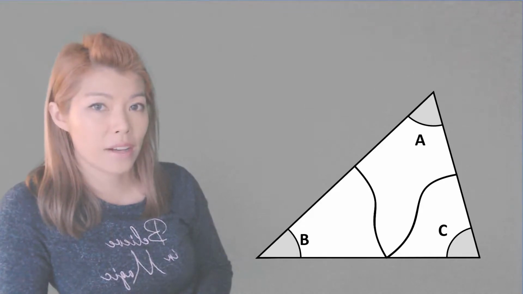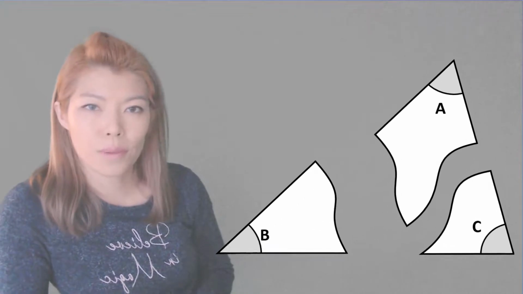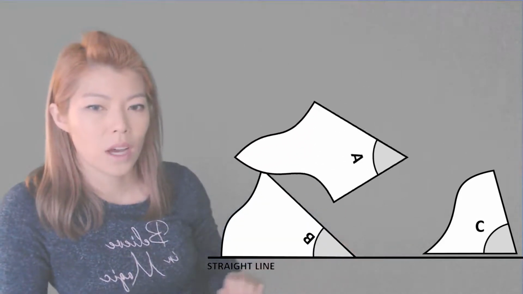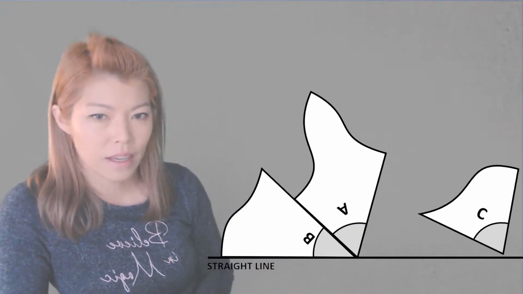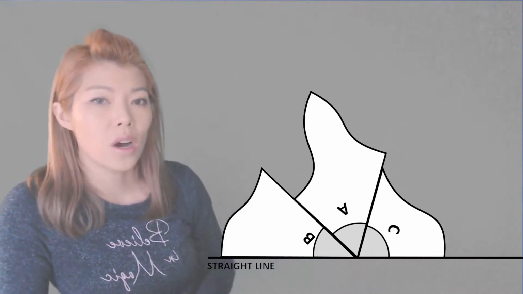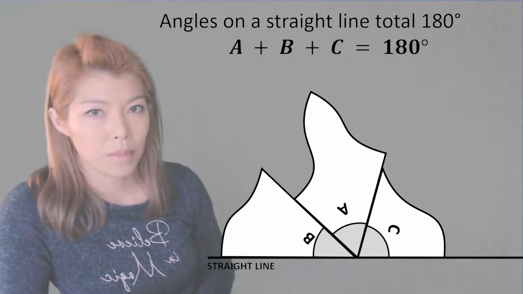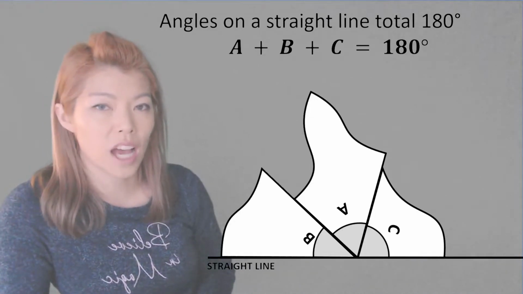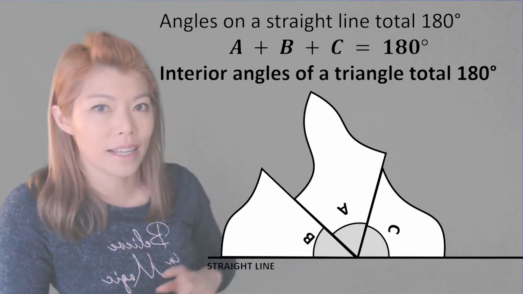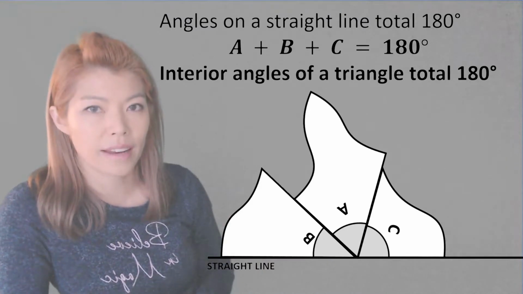Here we have a triangle with angles A, B, and C. What happens if I rip the triangle into three pieces and put the three angles together? What would it add up to be? We notice that it always adds up to be a straight line, or in other words, 180 degrees. We can represent it by writing A plus B plus C equals 180. Or in other words, we can say the interior, the inside angles of a triangle totals 180 degrees.